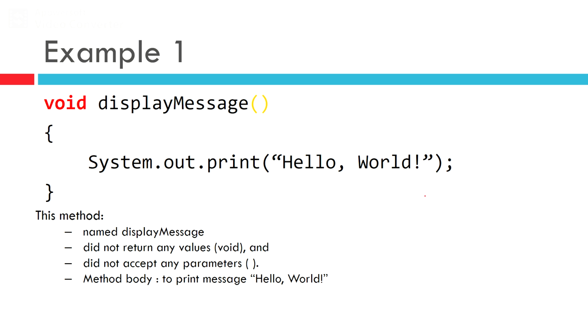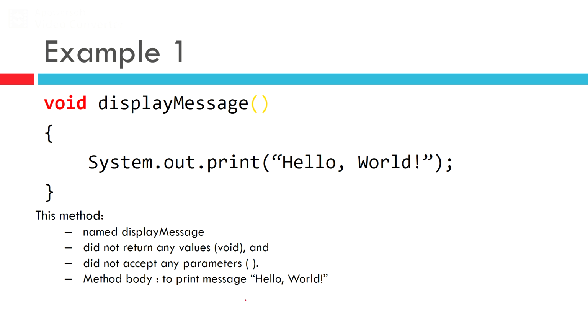So there is one instruction, system.out.print. So we know that system.out.print will print a message. So what is the message? Hello world. So this method name display message did not return any value, which is void return type, and did not accept any parameter. That's why it's a blank bracket only.